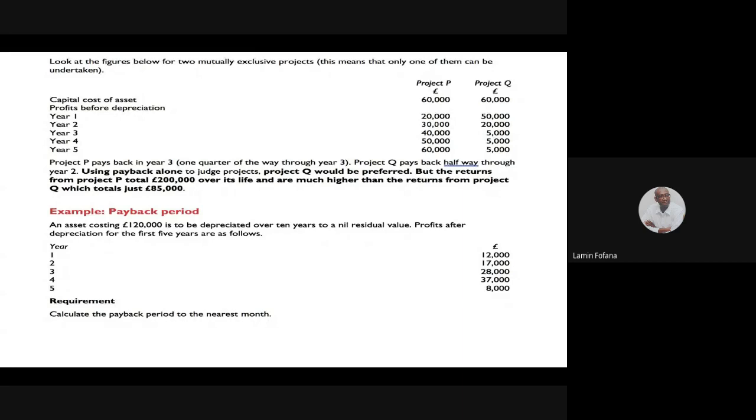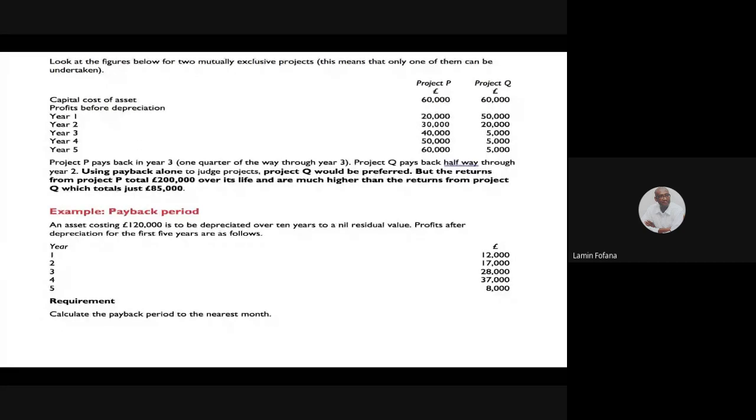In project P, what was the cash injection? What was the initial outlay? In other words, what was the cost of the project? Okay, Karamo, go ahead. Yeah, the cost of the outlay is 60,000. Wait, pounds, right? £60,000. Okay, £60,000 is the cost of the project.